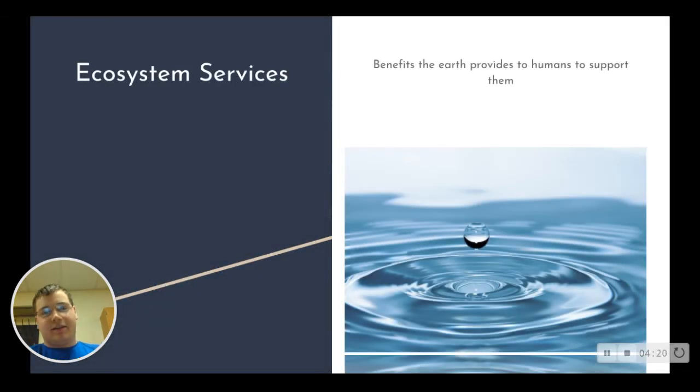Next up is ecosystem services. These are the benefits that the earth provides to humans to support them. This is things like clean air that we breathe, or water that we can drink, things like that the earth provides and that we don't have to pay for, but you could still place a value on it. There's many of these besides water and air, obviously, but those are just the ones that come to my mind right now.